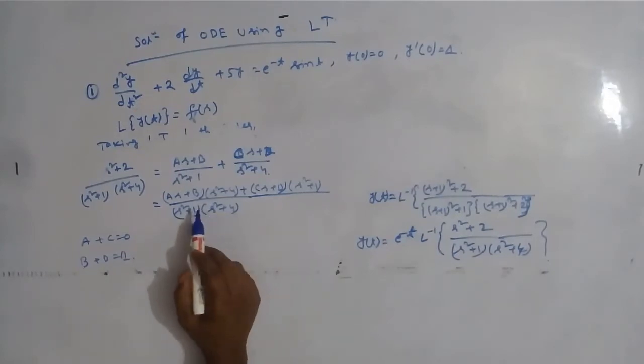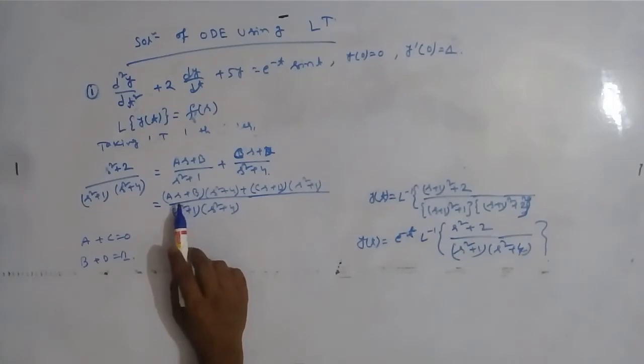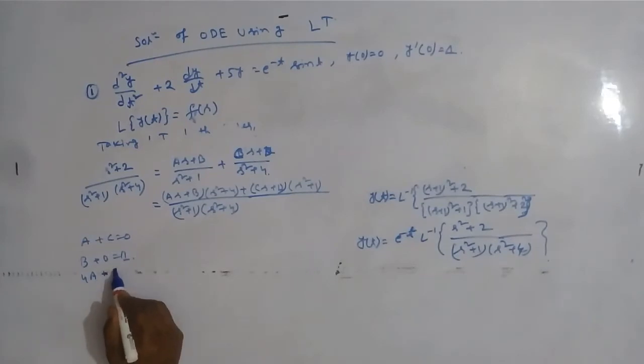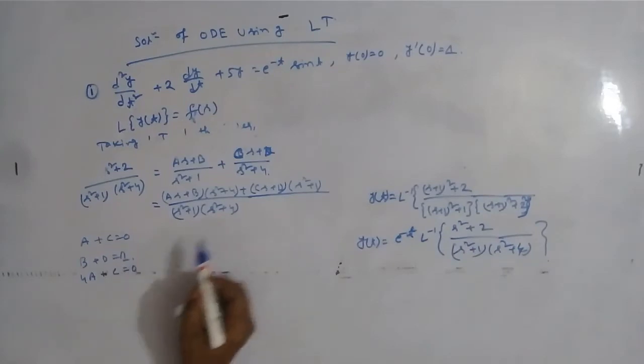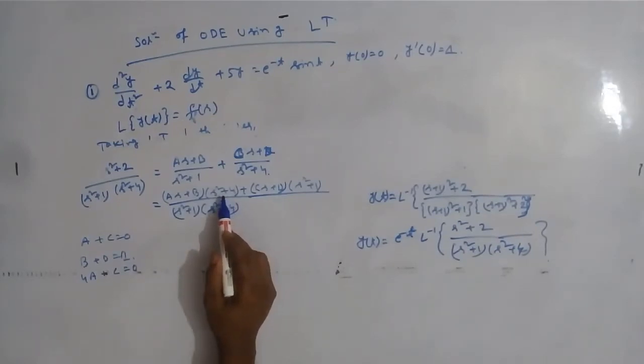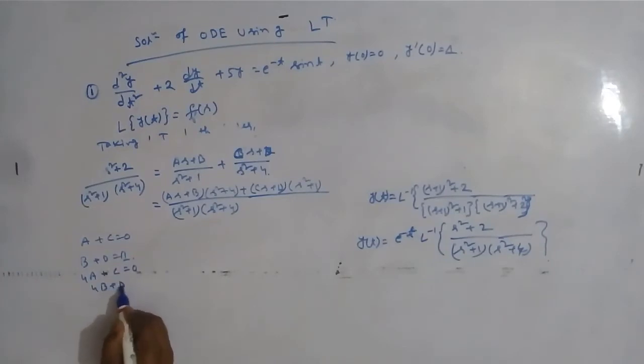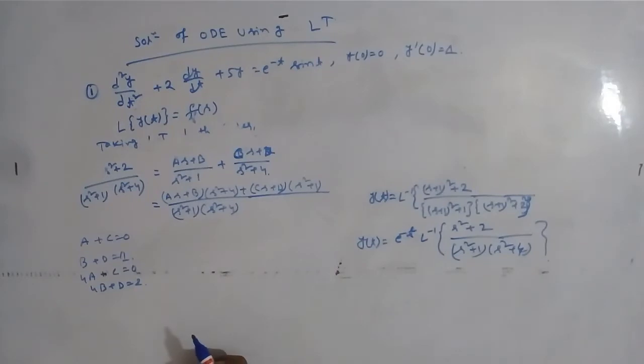Now from the comparison of coefficient of s, that is 4a plus c equal to 0, and from the constant, 4b plus d equal to 2.